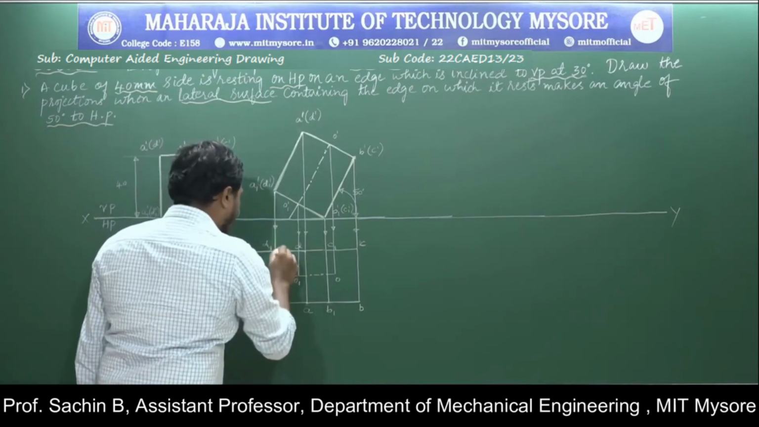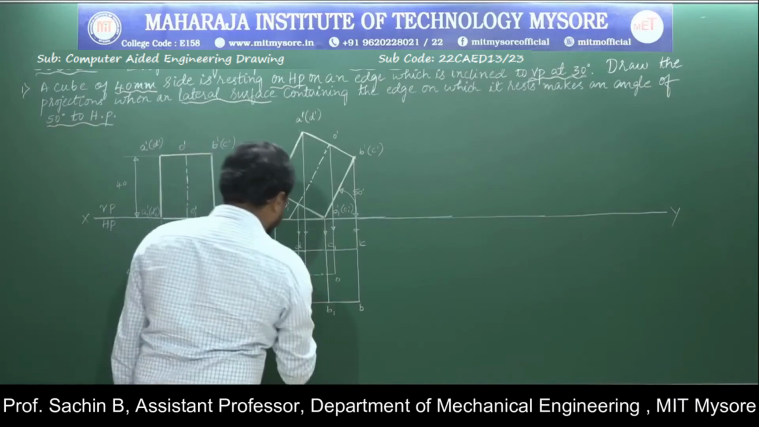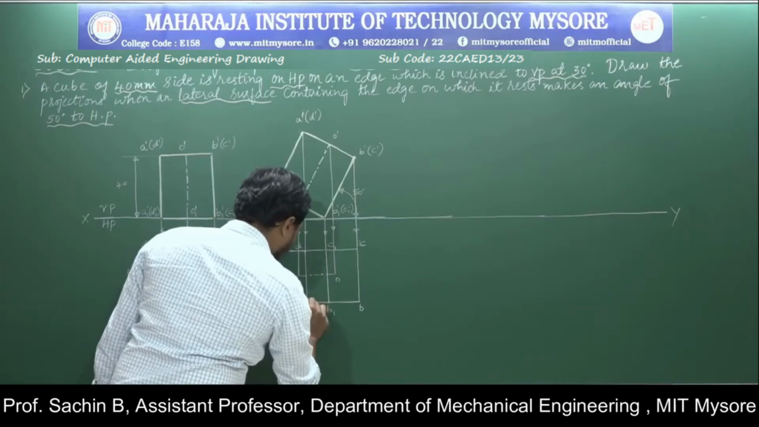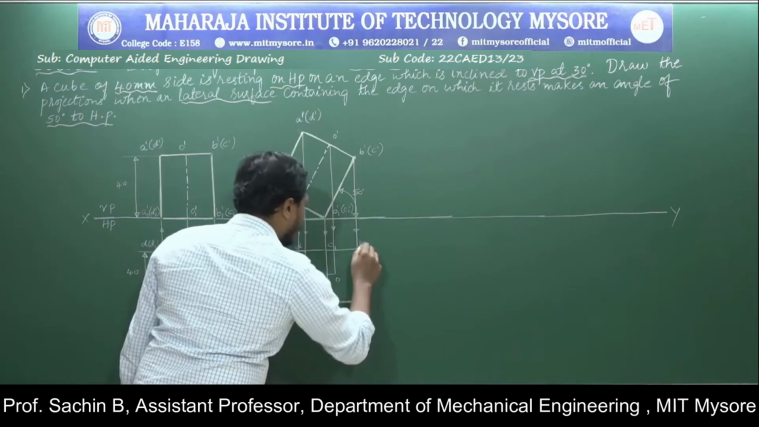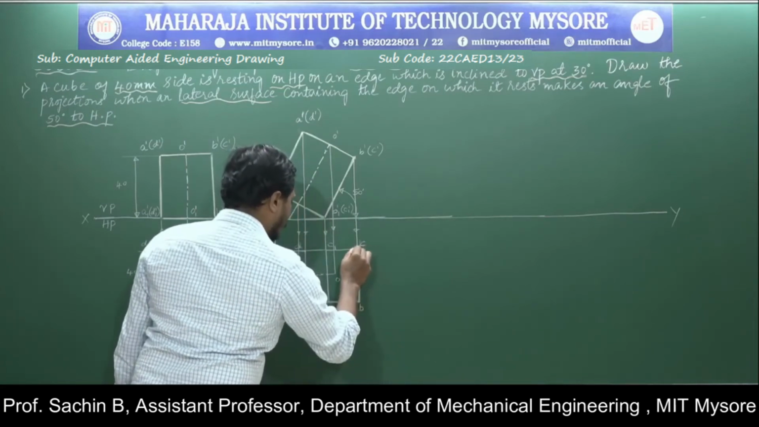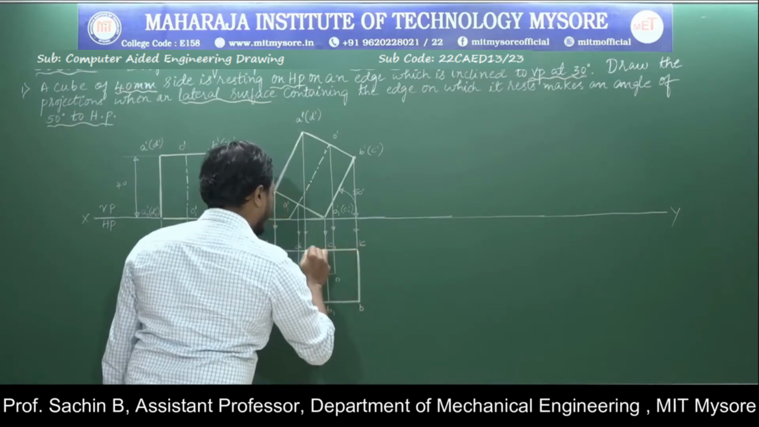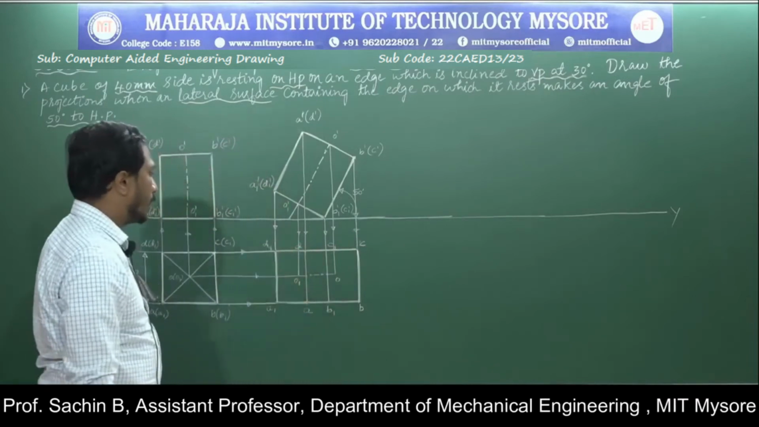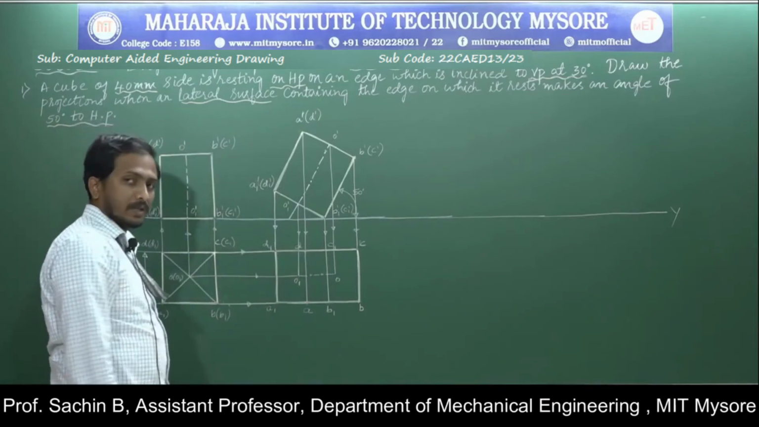According to it, I will start from D1 point: D1 to A1, A1 to A, A to B1, B1 to B, B to C, C to C1, again to D1, C1 to D and to D1. This is my outermost edge according to the first concept.